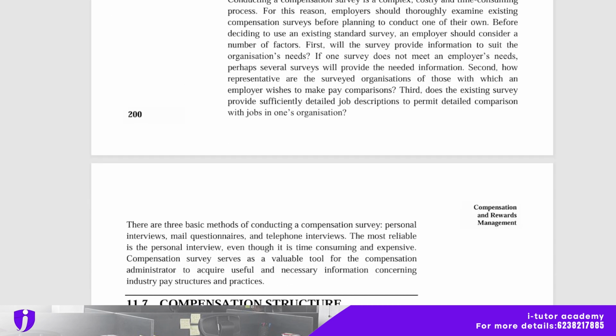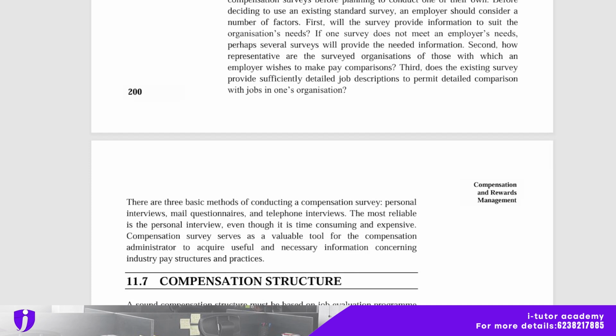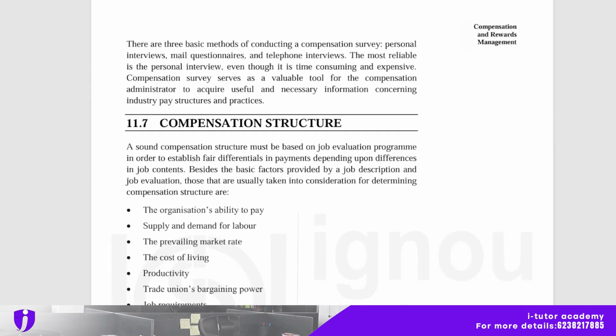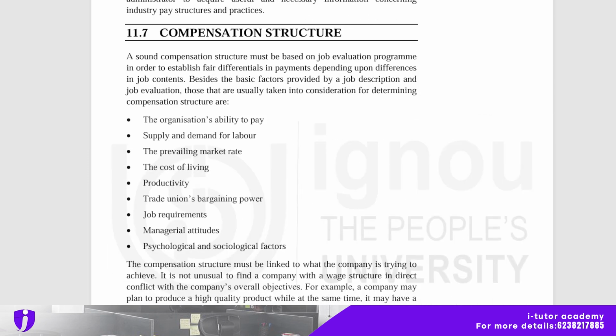There are three basic methods of conducting a compensation survey: personal interview, mail questionnaire, and telephone interview. The most reliable is the personal interview, even though it is time consuming and expensive. Compensation survey serves as a valuable tool for the compensation administrator to acquire useful and necessary information concerning industry pay structure and practices.